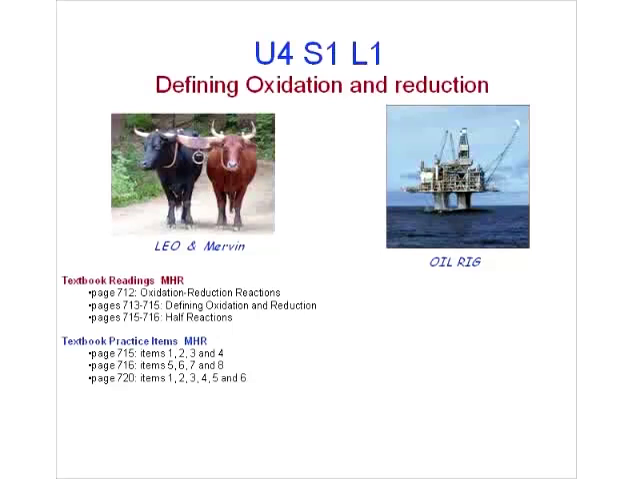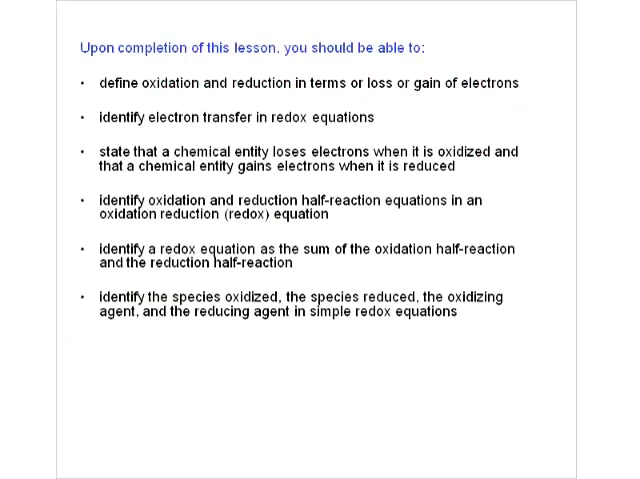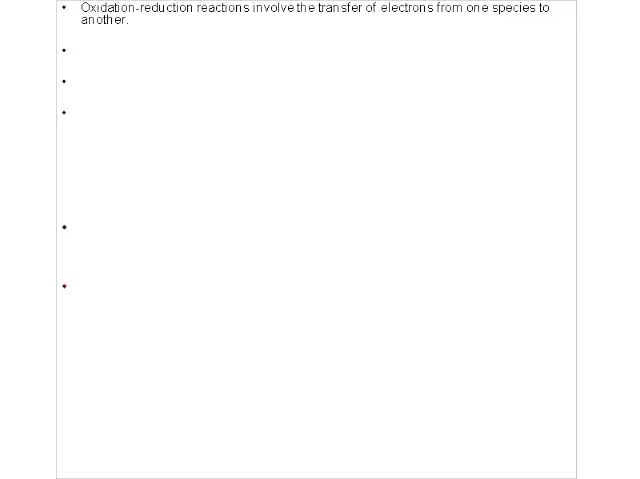Here we go. Okay, here are the outcomes for this lesson. We're going to look at oxidation and reduction reactions, which are specialized reactions that involve the transfer of electrons from one species to another throughout the chemical reaction. We see these reactions around us all the time: cell phones, iPods, anything that takes a rechargeable battery, the car battery in your car. All of these are chemical reactions that involve a transfer of electrons.